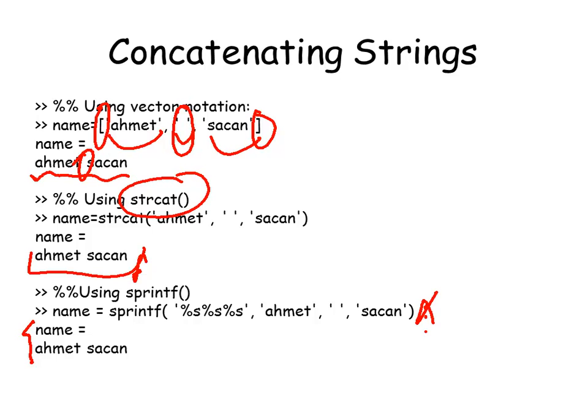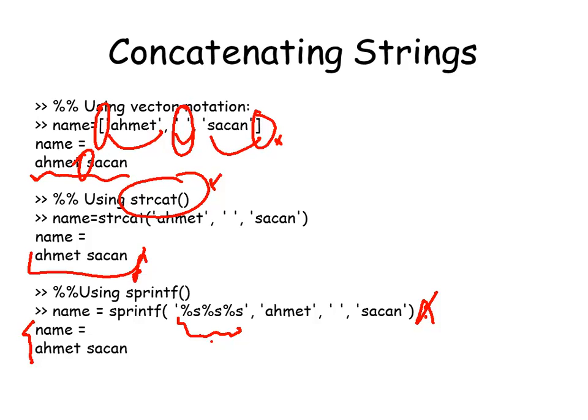Question? What would be the benefits of using strcat versus just the vector notation? Would it be the same thing? Nothing. It's just personal preference. Or even the sprintf? Sprintf will provide you more power than just concatenating because in this format string, you are not limited to %s. You can also print numbers.